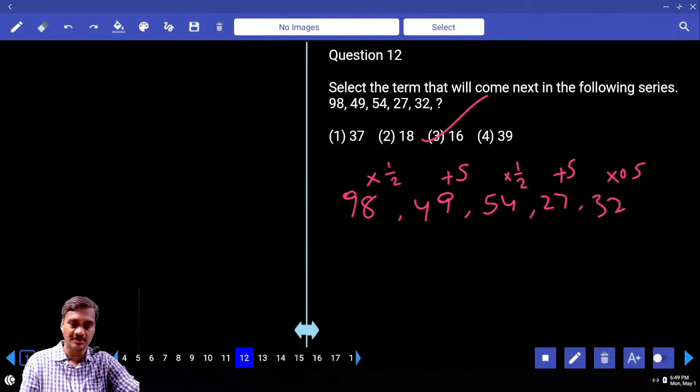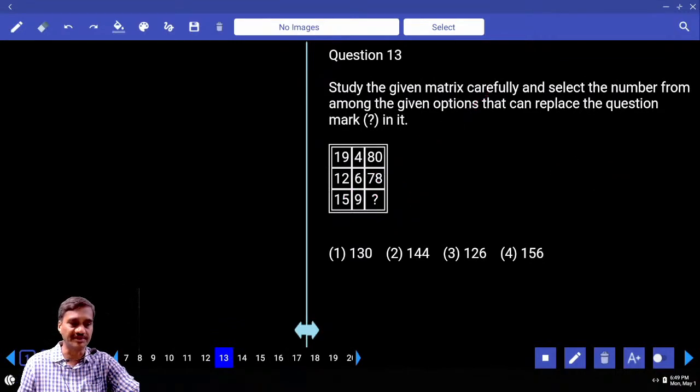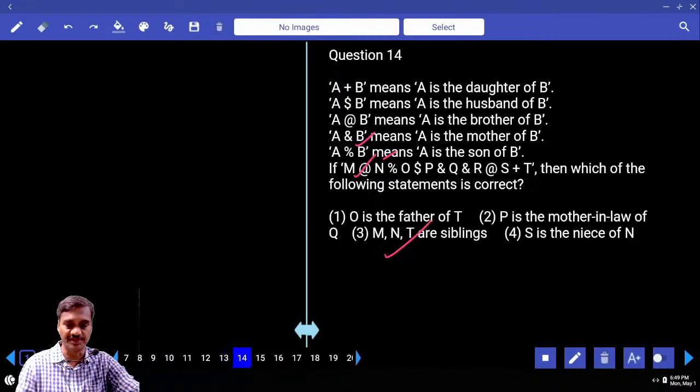Into half plus 5, into half plus 5. Then the 13th one. Now in this question number 13: 19, 4, 18. 19 into 4 is 76, plus 4 is 80. 12 into 6 is 72, plus 6 is 78. 15 into 9 is 135, plus 9 is 144. 144, choice 2, 13th one.